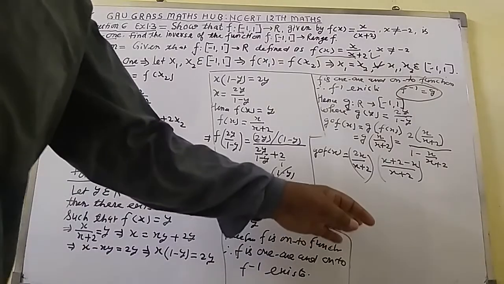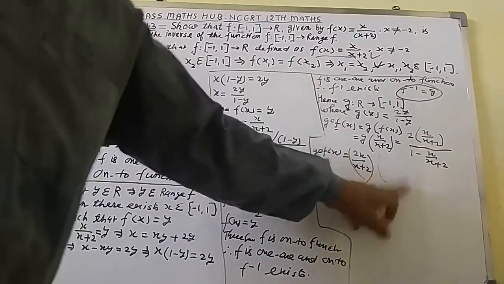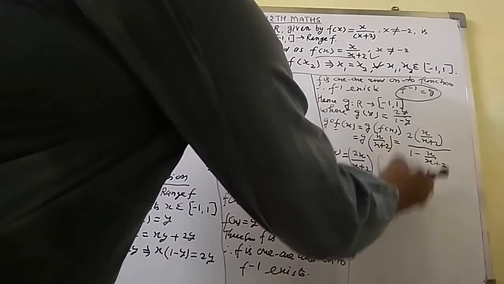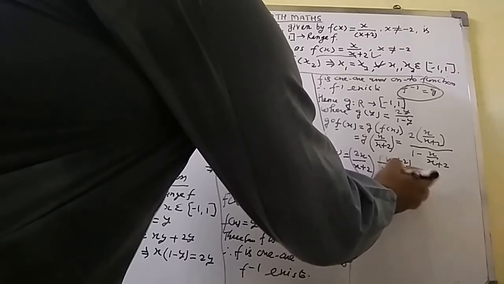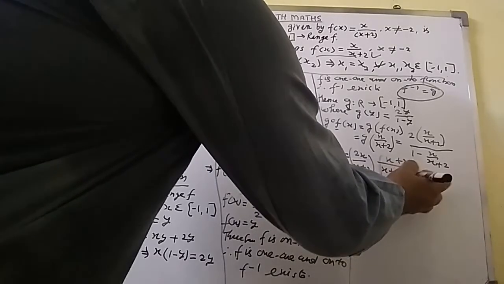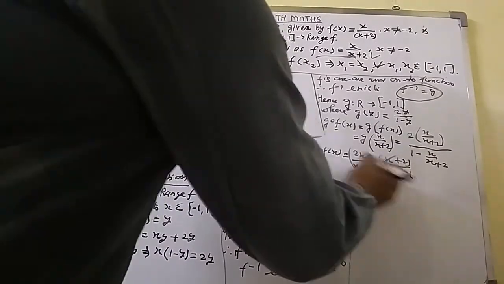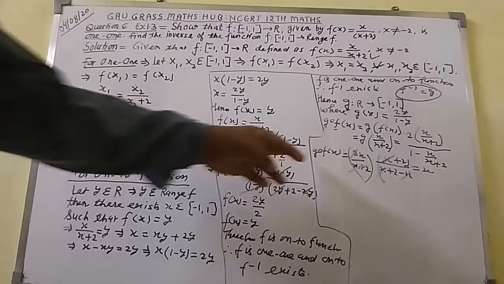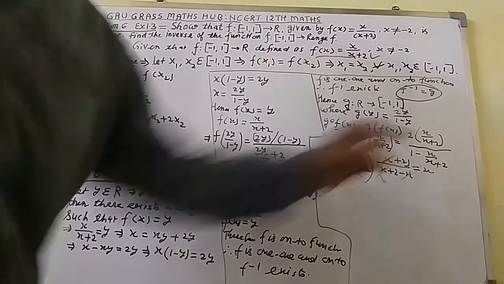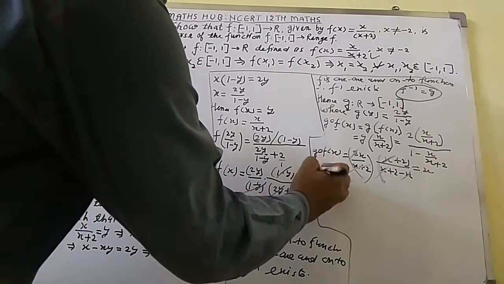Here you can see this will be reversed. The reverse will be x plus 2. Here you write x plus 2 minus x. This one will cancel out, this one will cancel out, and you will get x. So g of f(x) equal to x.